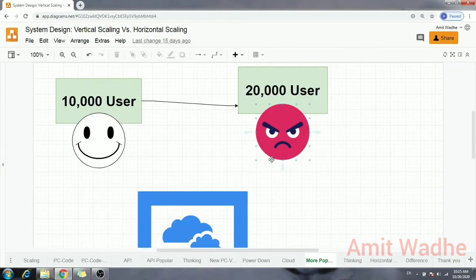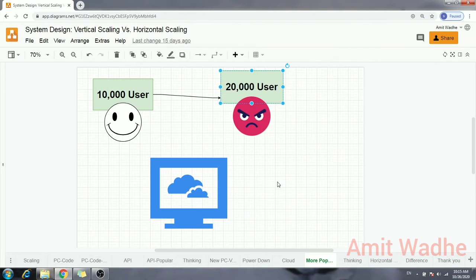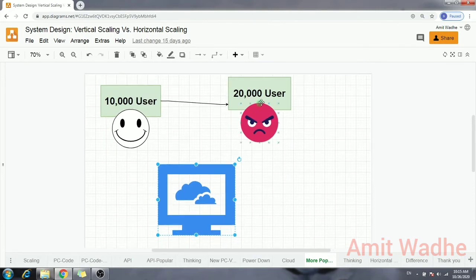So my algorithm was getting used by 10,000 users, and it became popular and even more popular. Now the total number of users using my application is 20,000. But my cloud service also started going down, because the computer I adopted over there is not able to handle 20,000 users requesting at a time.